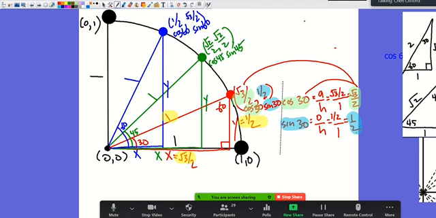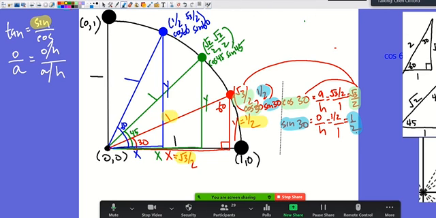Now, what about tangent? Let's check out tangent real quick. I want to prove to you that tangent is equal to sine over cosine. We should agree that tangent is opposite over adjacent, that sine is opposite over hypotenuse, and that cosine is adjacent over hypotenuse.